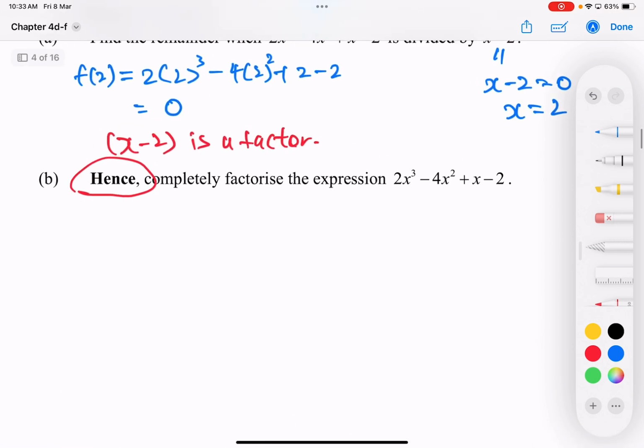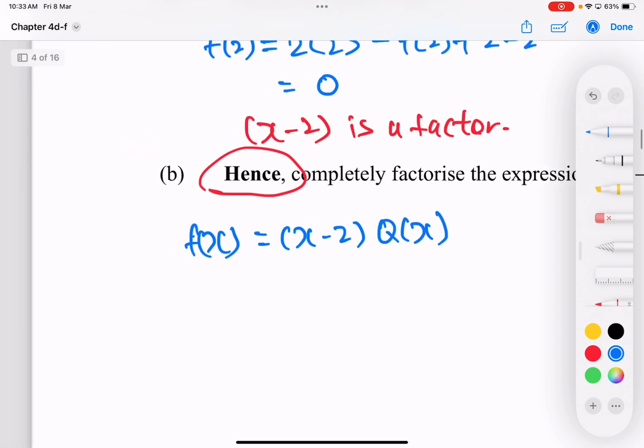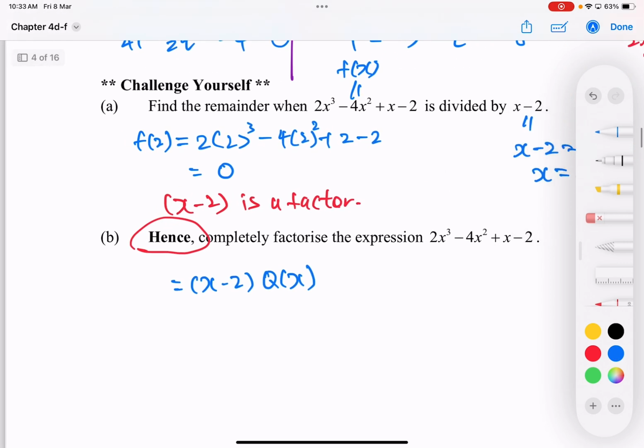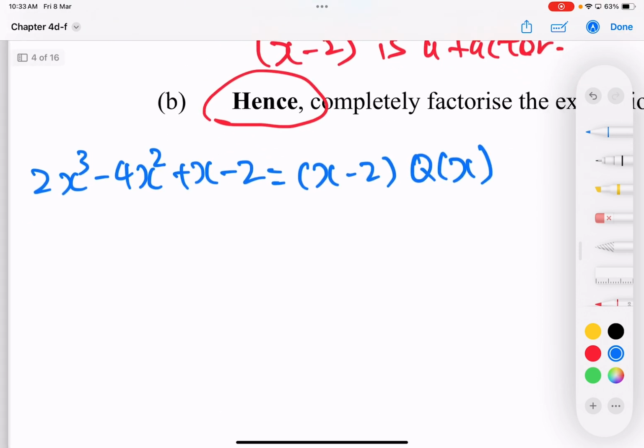The other method is that I know my function f(x), which is my original function, is equal to the divisor multiplied by the quotient. Now, I know my f(x) is actually 2x cubed minus 4x squared plus x minus 2. So if you think about it, I need to have my x minus 2 times q(x), where q(x) is the quotient, which is basically just a polynomial. So I need to make an intelligent guess as to what the q(x) must be. Alright?